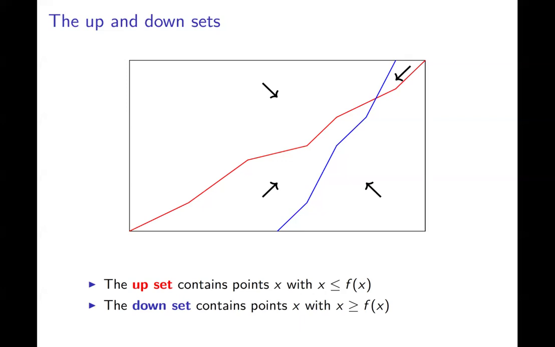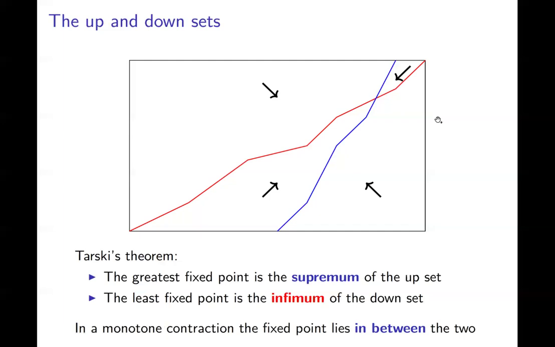Intuitively, we can follow the upset upward to find the fixed point, and follow the downset downwards to find the fixed point. The upset is below all the surfaces here, and the downset is above all the surfaces there. By Tarski's theorem, we get that the greatest fixed point is the supremum of the upset, and the least fixed point is the infimum of the downset. And in monotone contraction, the fixed point lies in between the two.